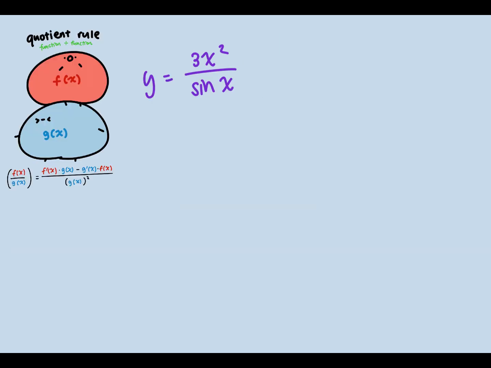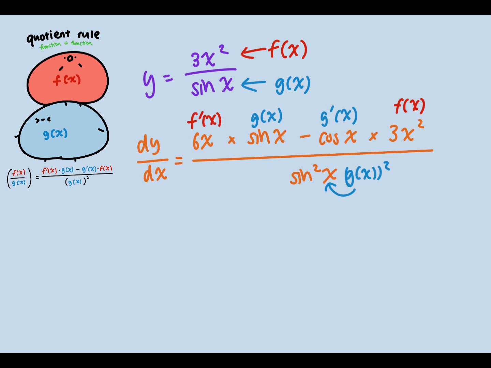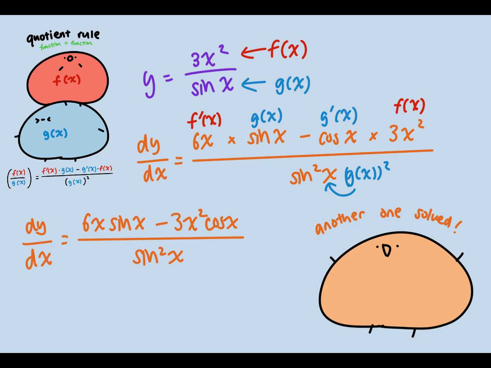We can try a harder example this time. y equals 3x squared over sine of x. The derivative is 6x times sine of x minus cosine of x times 3x squared, and divide everything by sine squared of x.